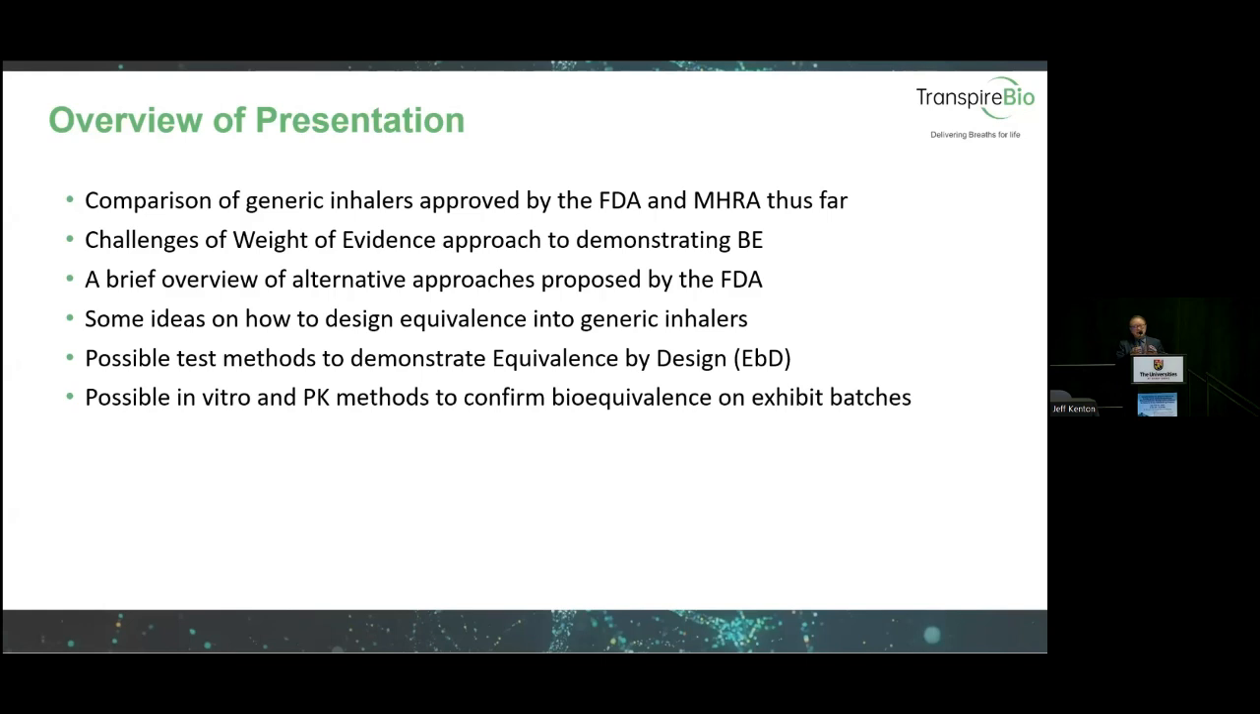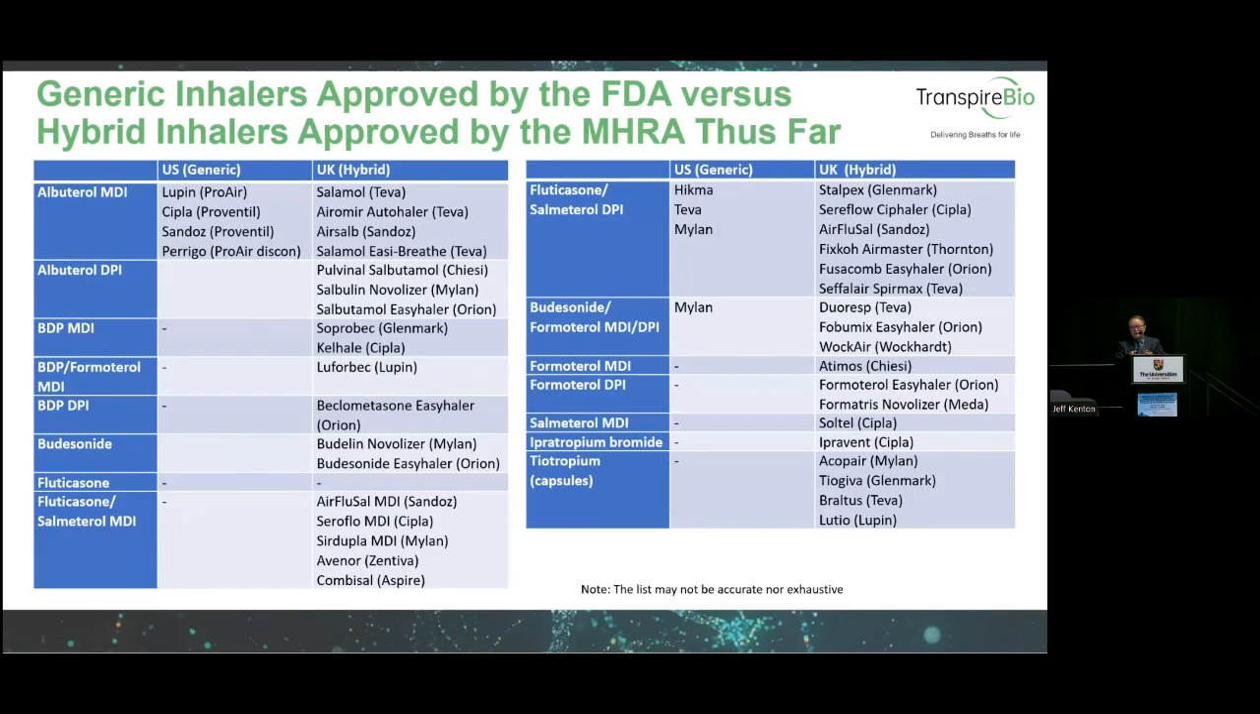Basically, if you design equivalence into the generic products to start with, then you reduce the burden on the demonstration of equivalence on a very limited number of exhibit batches, 3 batches. So this is what I would like to present.